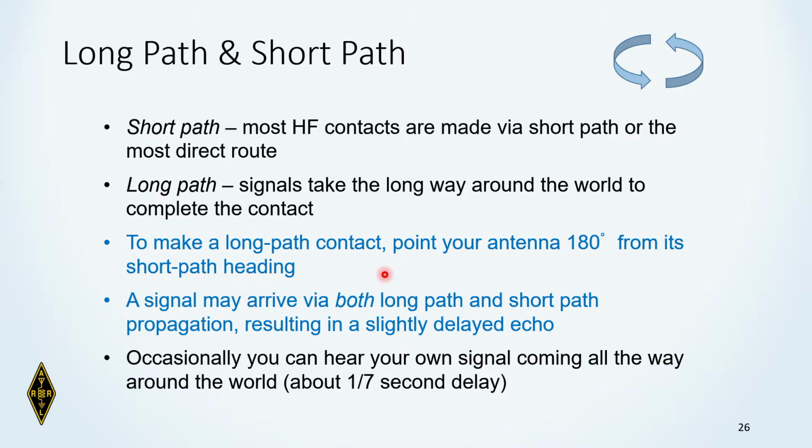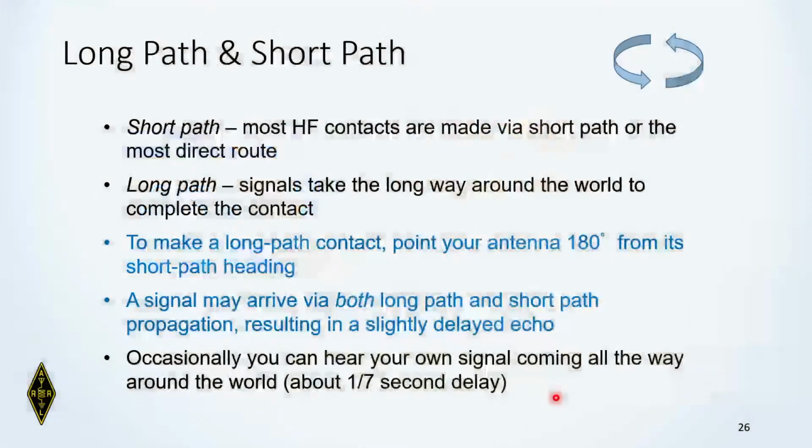A signal may arrive, okay, this is kind of interesting. A signal may arrive via both long path and short path propagation, resulting in a slightly delayed echo. I've never observed this myself, but let's say that you were operating CW and you did a single dot, and then maybe a seventh of a second later you'd hear that echoed back to you. That would be pretty interesting. Have you ever seen that, Gary, or heard it? Yeah, I heard it in the contest this weekend, actually. Really? Wow. Certain stations. Okay. So occasionally you can hear your own signal coming all the way around the world. It takes about a seventh of a second to make it there.